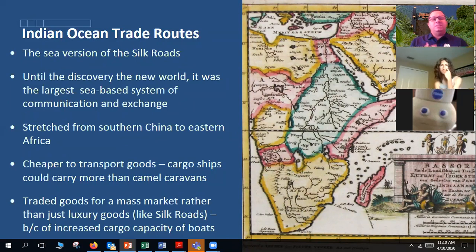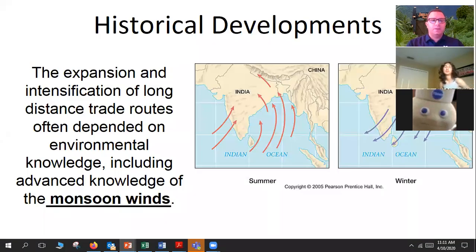Now, what's different here, and this is an important contradiction between the Silk Roads and Indian Ocean trade: because of the expense, the Silk Roads were moving luxury goods. Indian Ocean trade routes, because they're a lot cheaper, are moving what we call mass market goods, meaning goods that everybody needs. These are goods that are much cheaper to purchase and that would be considered essential items. Whereas the Silk Roads are mostly a luxury trade route. This is a little bit different.